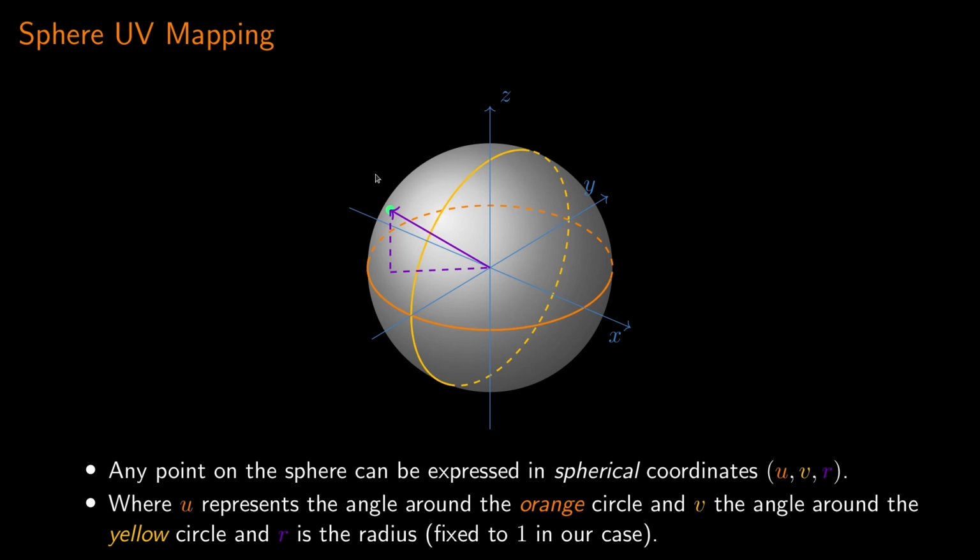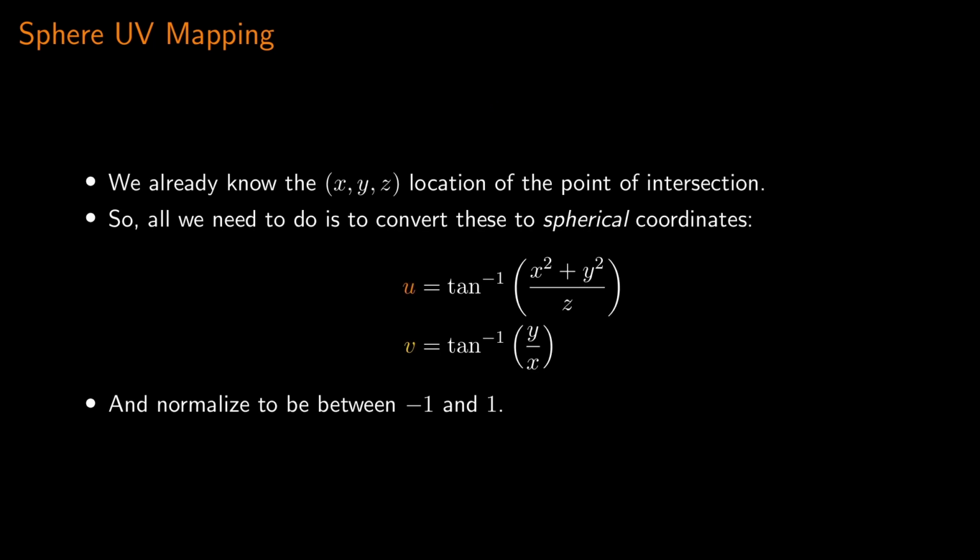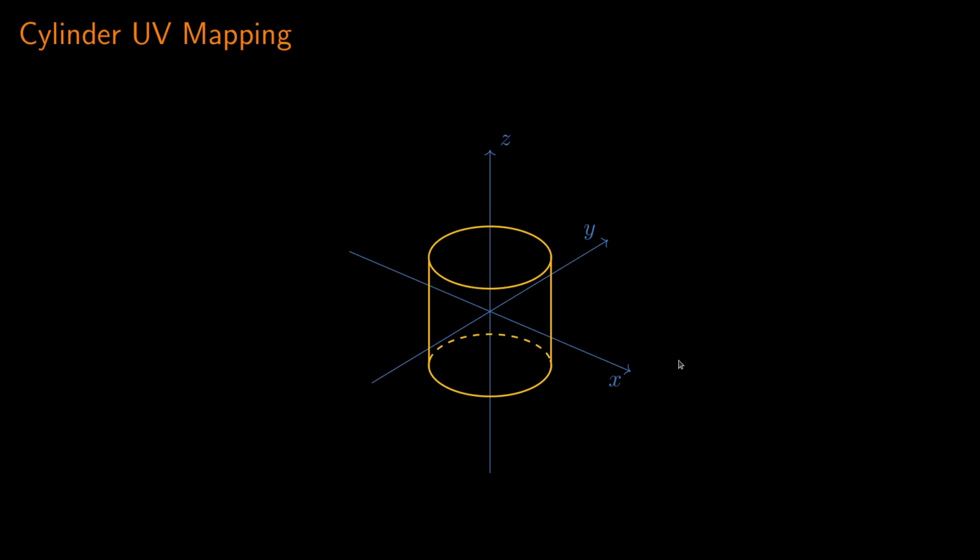And therefore you can see that any position on the sphere, we calculate its coordinates in UVR, and we can disregard R, and then that gives us a two-dimensional coordinate UV that represents a unique point on that sphere, which we can then use to define our position within the texture space. So we know the XYZ location, and all we need to do is convert those to spherical coordinates, which we can do using these two equations here. So pretty straightforward.